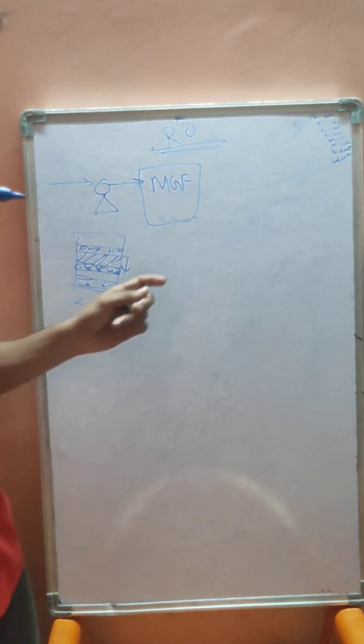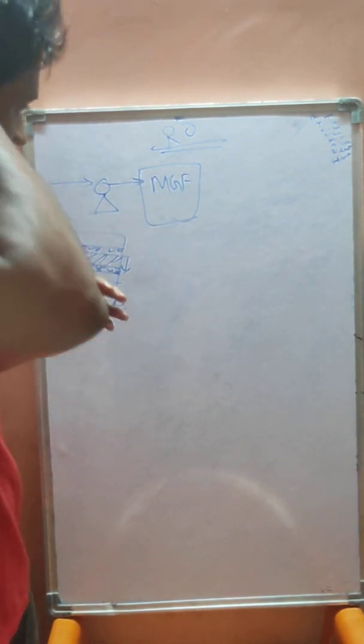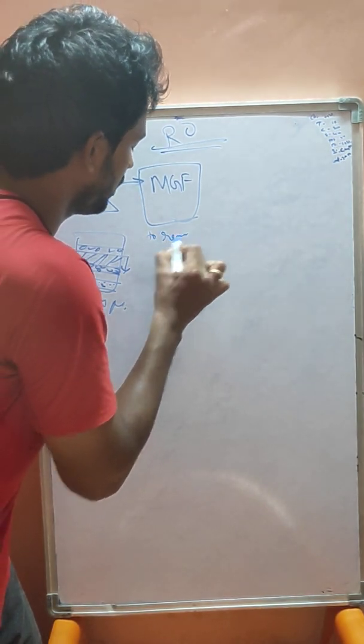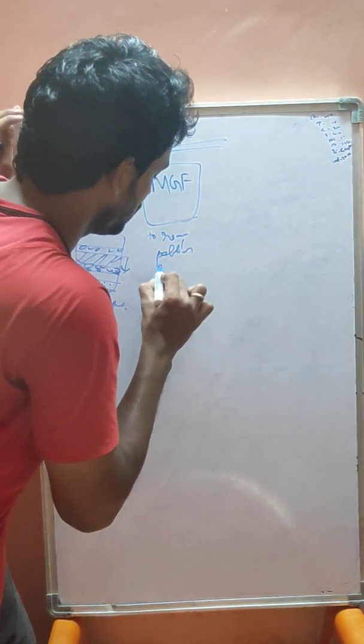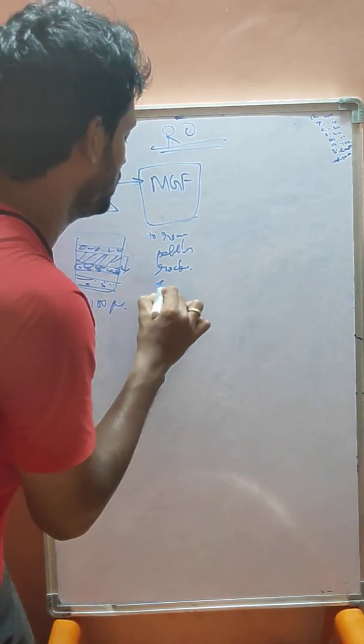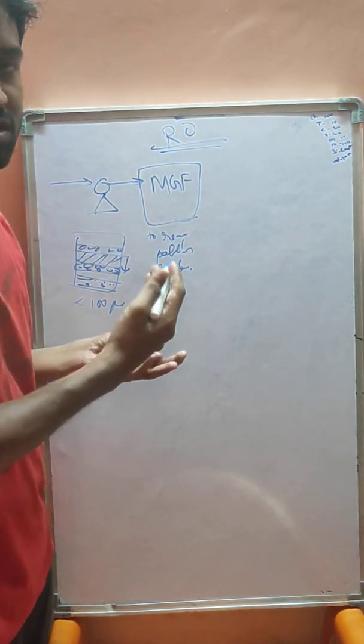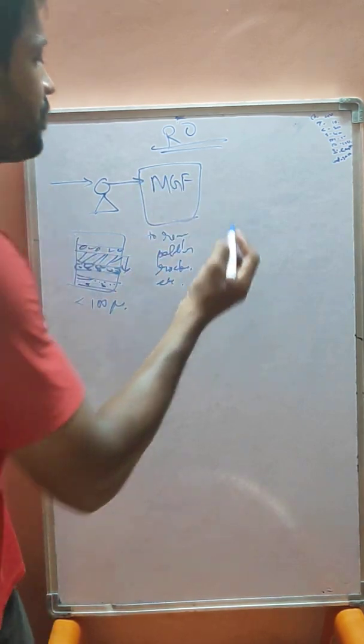So we can use this multi-grade filter. Initially the water will be sent to the multi-grade filter to remove pebbles, rocks, etc., solid materials around. After passing through the multi-grade filter, it will be sent onward.